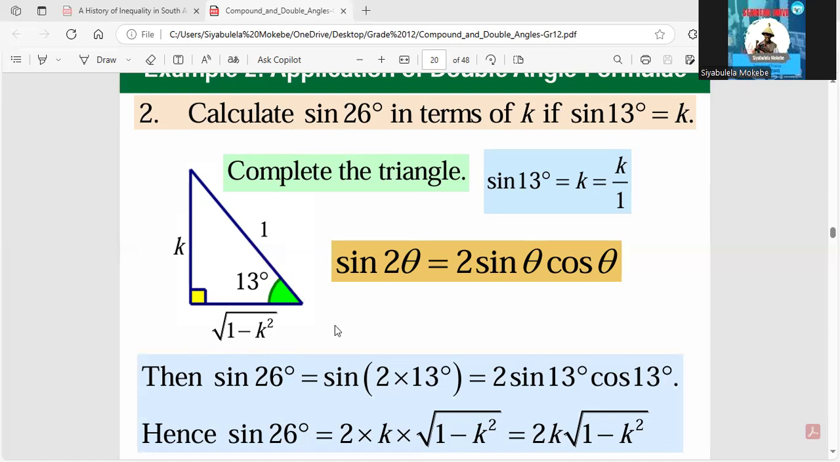Now that you have all the sides, then we can start answering the question. Now notice that sine 26 is actually equal to sine 2 times 13. And because of that, this is then equal to 2 sine 13 cos 13. And then we know that sine 13 is k, cos 13 is root 1 minus k squared over 1. So if you multiply those two things, we then get 2k root 1 minus k squared. That is your answer.